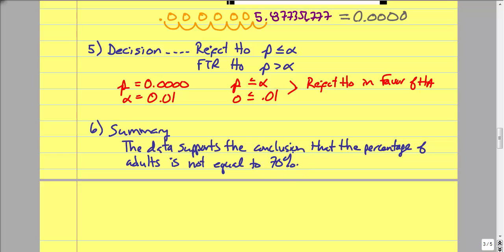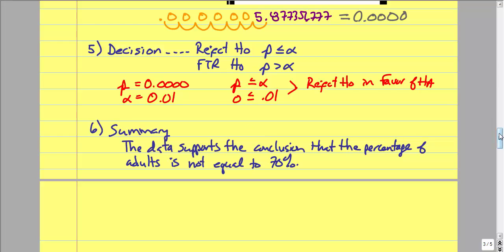Now there's a lot of different ways that we can say that. So be really careful how you write these summaries. I always blame it on the data, so the data supports or the data doesn't support the conclusion, and kind of carry through from there. But again, be very careful about how you write those.